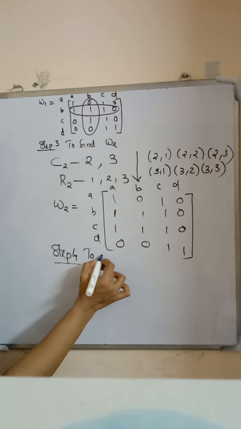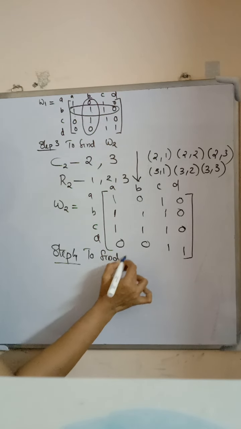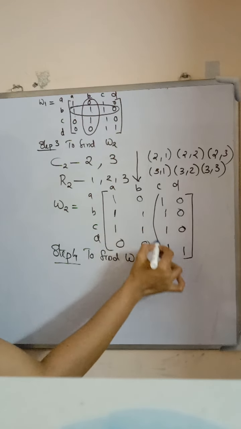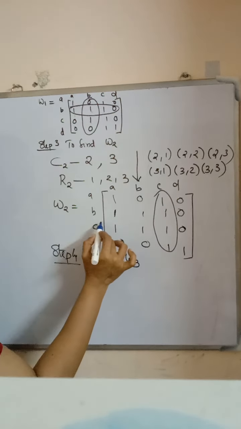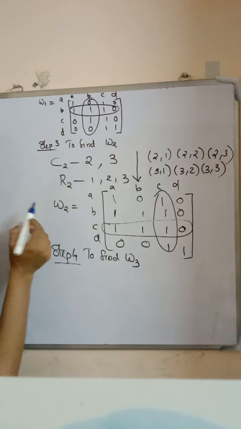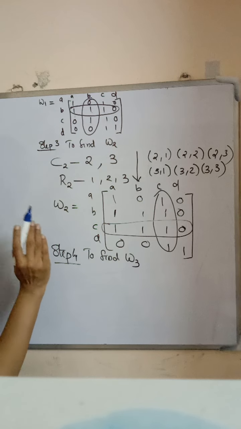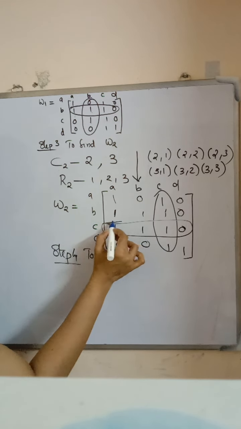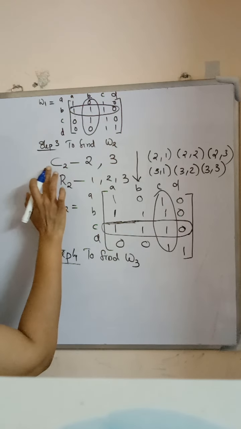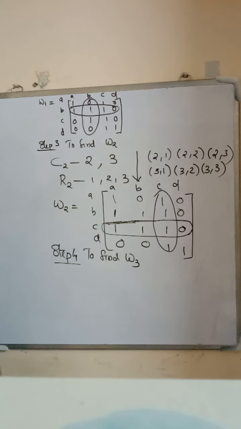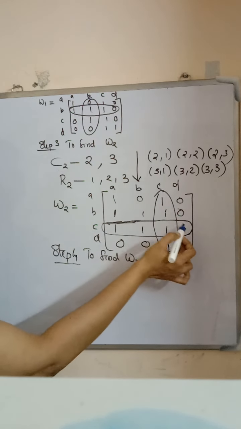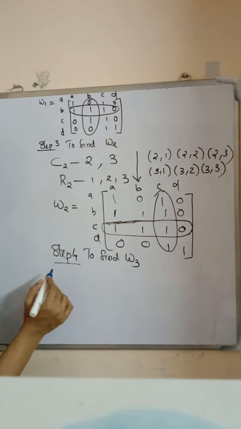Now we move to make W3. To find W3, we choose the third column and third row. First we select the column and then only we select the row. Otherwise, we get the wrong answer. The algorithm demands that first you choose the column and then choose the row. To find W3, choose the third column and the third row.